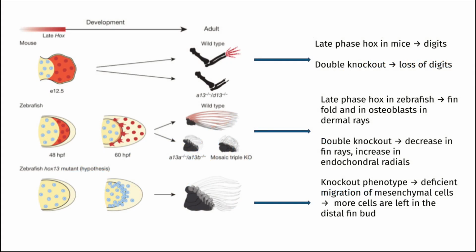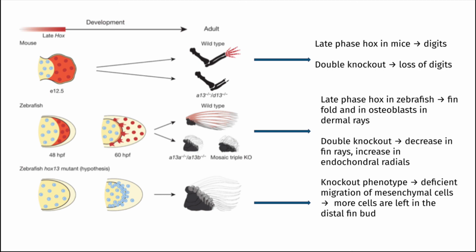So just tying this all together, previous research shows that in mice, when they have the normal expression of late phase Hox enhancers in that red portion of the limb, you get the normal wrist and digit formation. And then when you have a double knockout experiment, you lack those structures exclusively. And so similarly in the zebrafish, there's this mid zone of late Hox expression, and then when those cells migrate outwards, you get the normal development of those fin rays. But if you have a double knockout again, you have an increase in endochondral radials and a decrease in those fin rays. So that's a really important step to this transition.